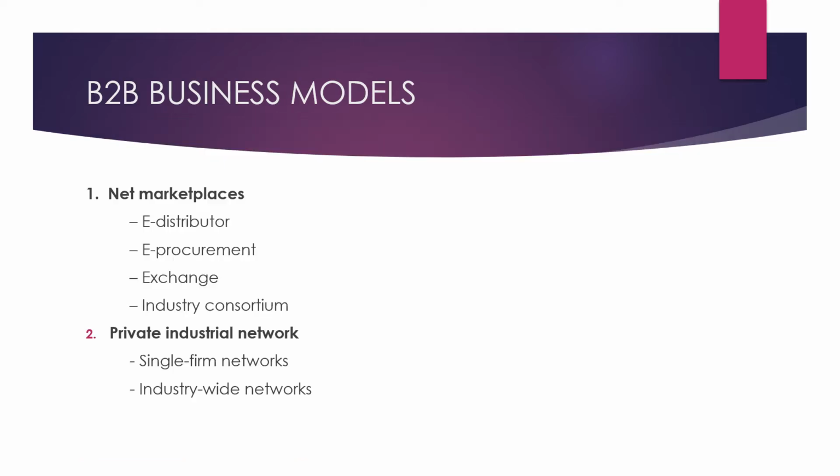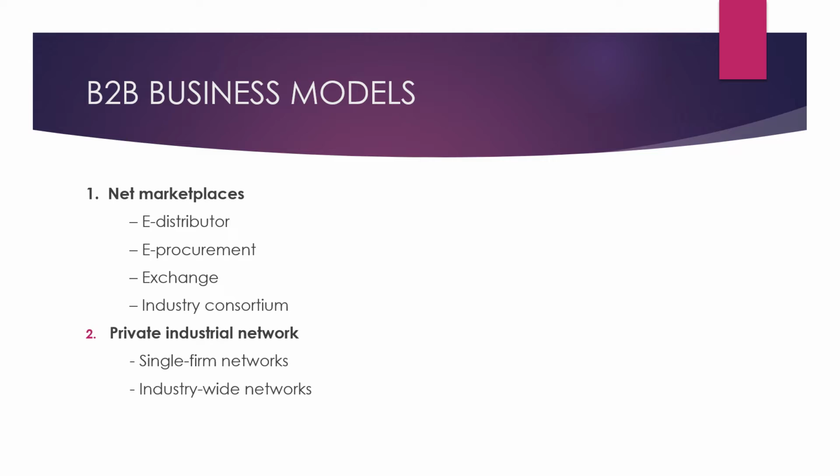Next slide is the B2B business model. We do have two: the net marketplaces and the private industrial network. For the net marketplaces, it includes e-distributor, e-procurement, exchange, and industry consortium.